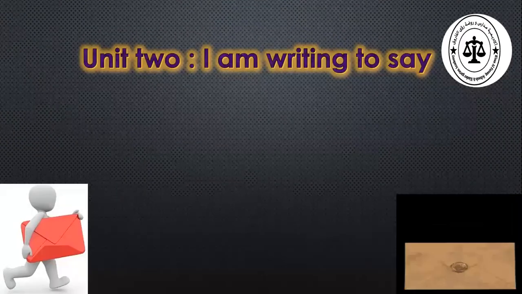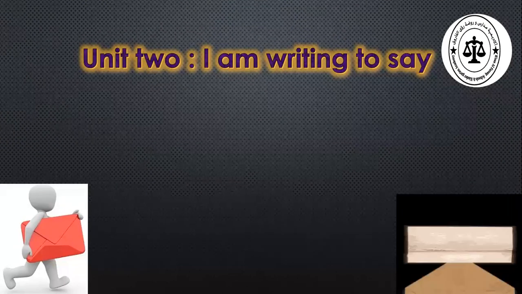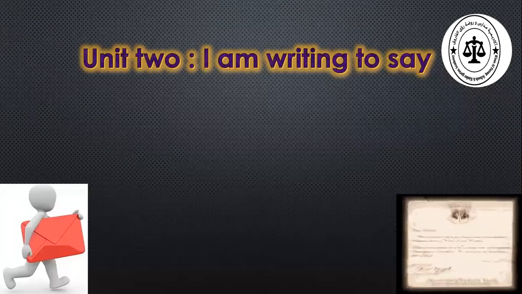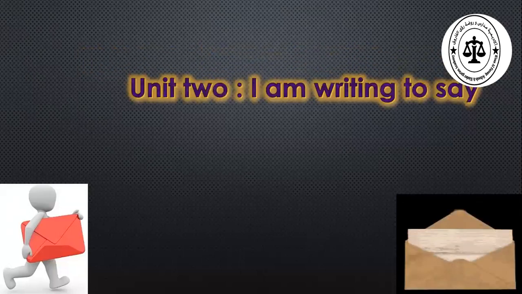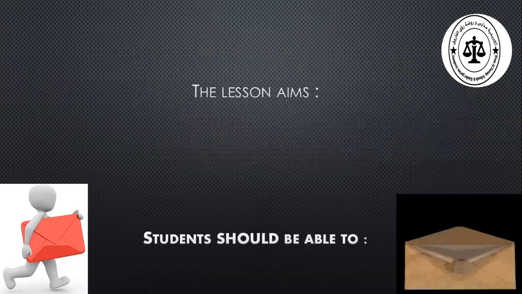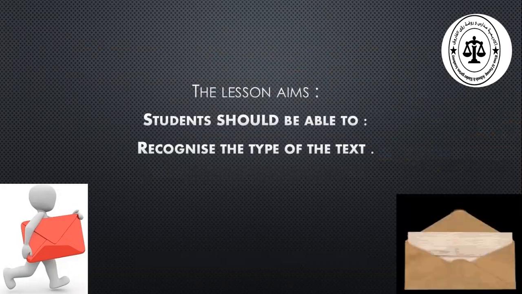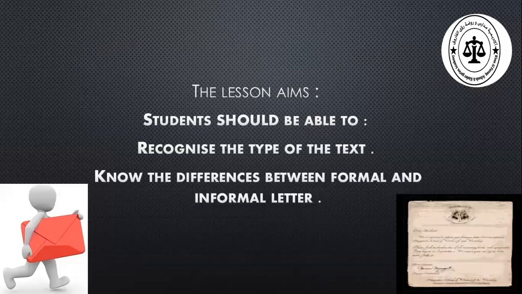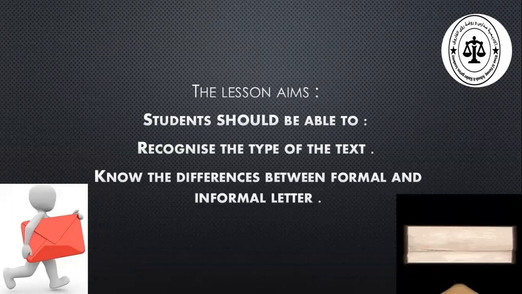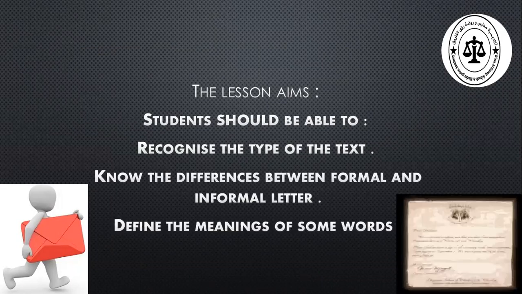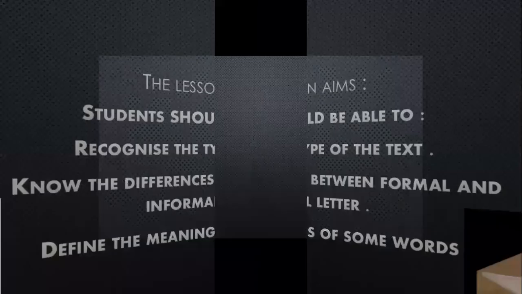In our lesson today, we are going to start with Unit 2. The title of this unit is I am writing to say. So, in our lesson today, students should be able to recognize the type of the text, know the differences between formal and informal letter, and define the meanings of some words. So let's start with the first point in our lesson today, which is the type of the text.